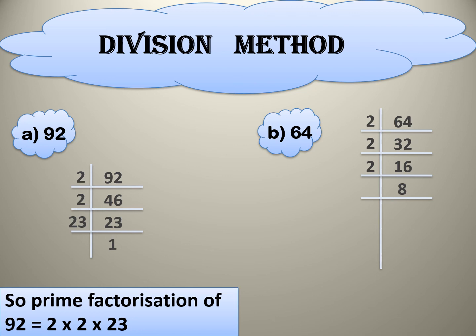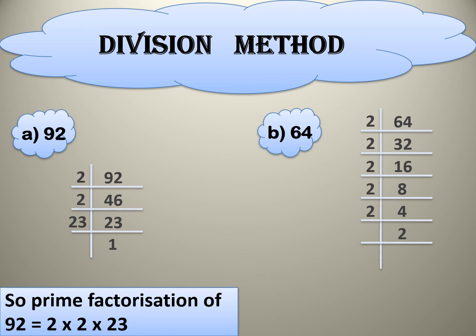Now we have to divide 8 with the smallest prime number. As 8 is an even number, so it is divisible by 2. So we write 2 to the left of the 8 and dividing it by 2, we get 4, which we write below the 8. Now we have to divide 4 with the smallest prime number. As 4 is an even number, so it is divisible by 2. So we write 2 to the left of the 4 and dividing it by 2, we get 2, which we write below the 4.